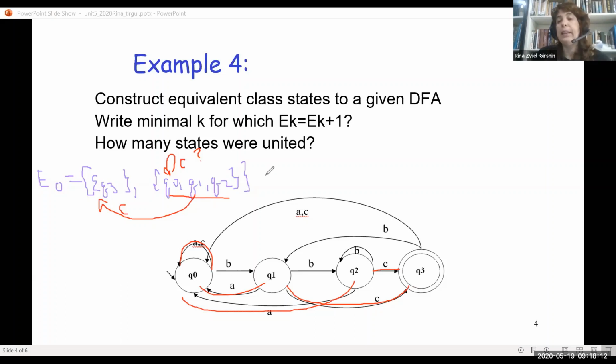But since the letter C gave us an answer, we can now redraw the E1 group. And E1 will be Q3, an accepting state, as it was, the same class. Q0 can now be separated to a new class. And Q1 and Q2 are still together.